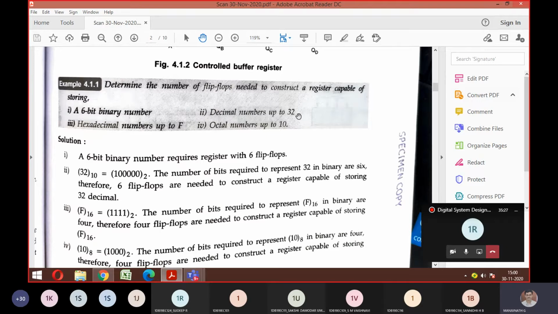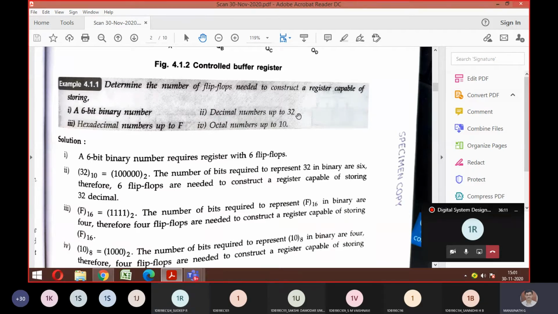Now they have given decimal number up to 32, so you want to convert decimal 32 to binary. I hope everyone remembers how to convert decimal to binary. Yes or no? Yes, sir. What should you do? Will you multiply or divide? Multiply, sir. You learned in the number system, for converting decimal to binary, whether you should do division or multiplication. Division, correct?